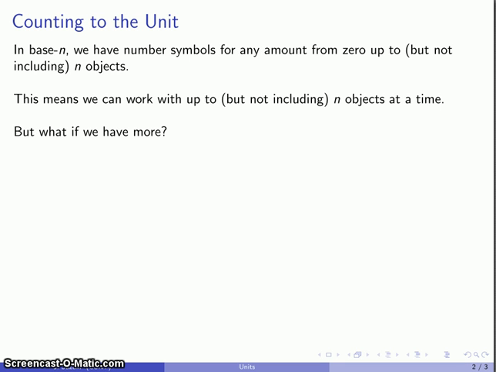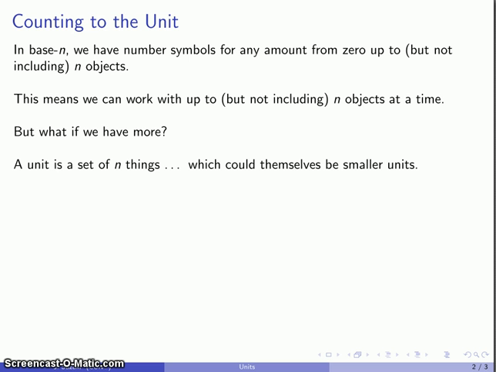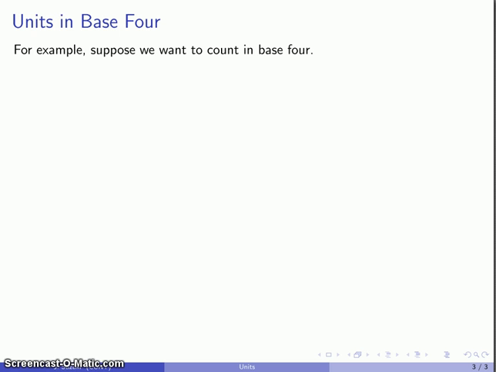To get past this number, we have to work on this idea that in base n, I can use as my unit a set of n objects, and those could themselves be smaller units. For example, suppose I'm working in base 4. So I can count as follows: 1 object, 2 objects, 3 objects, and 4 objects. I have a word for this set, but I don't actually have a symbol for this set.